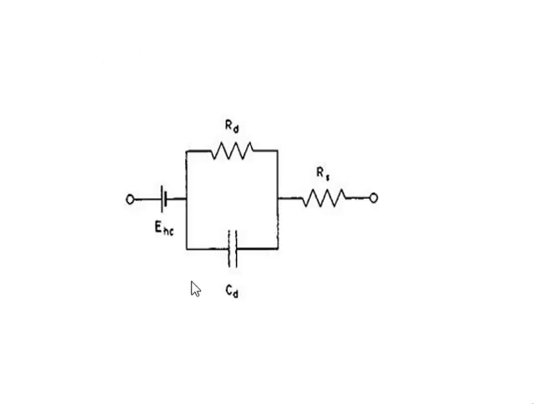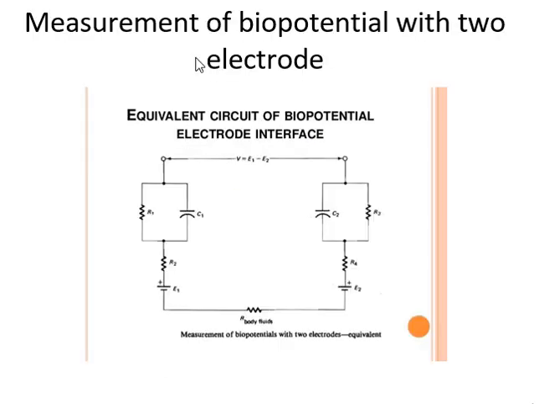And this is the diagram of the equivalent circuit for the biopotential electrode. And this is the diagram of measurement of biopotential with two electrodes. Equivalent circuit of biopotential electrode interface.